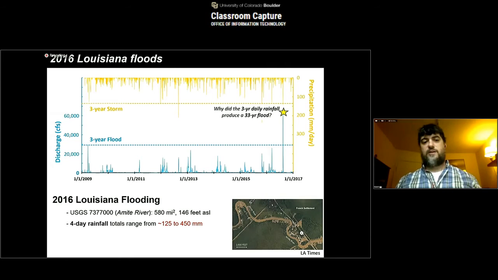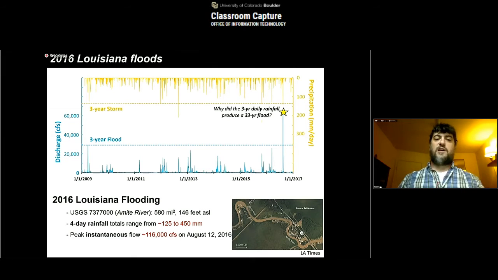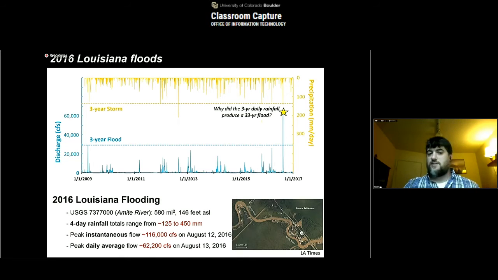The 4-day rainfall totals were upwards of 450 millimeters, depending upon where you were, which led to a peak instantaneous flow, which basically is the maximum flow that was observed on the river, of 116,000 cubic feet per second, which is what the USGS reports its data in, those units. Whereas the peak daily average flow during that event was 62,000.